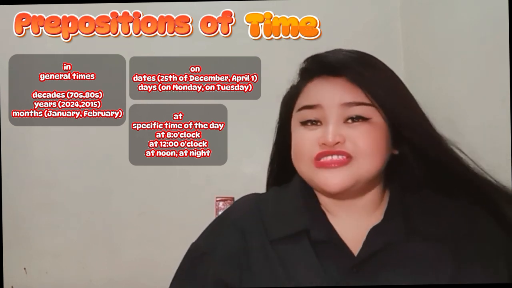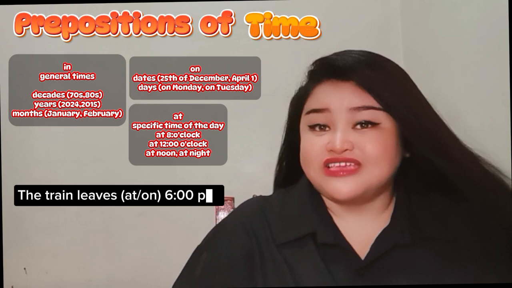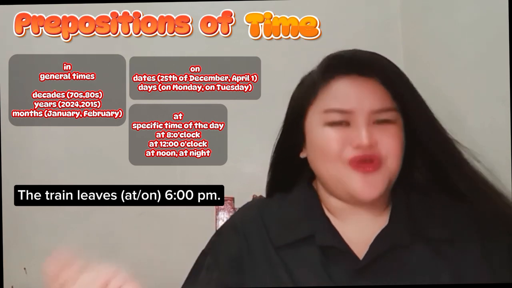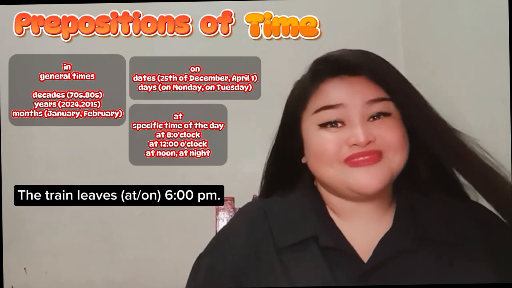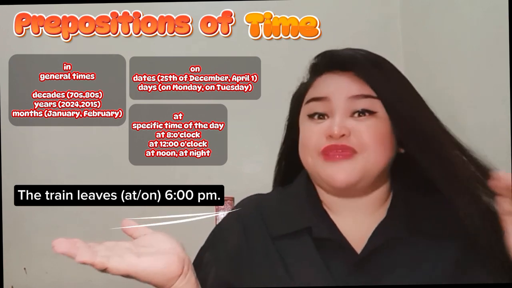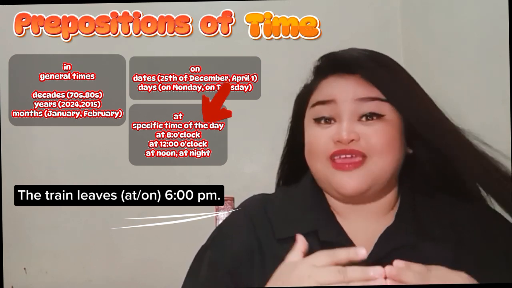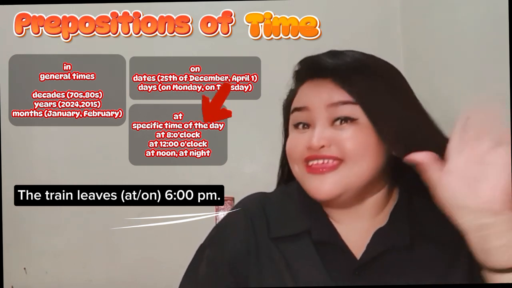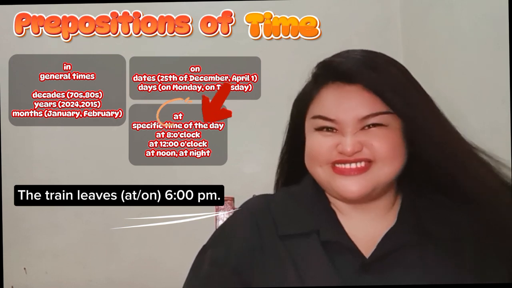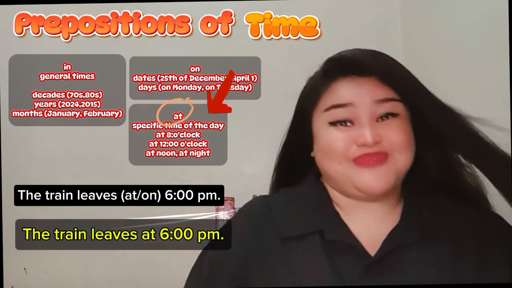Now moving on to the third sentence. The train leaves at or on 6 p.m. The time is 6 p.m. 6 p.m. is a specific time of the day. Therefore, we should be using at. The train leaves at 6 p.m.